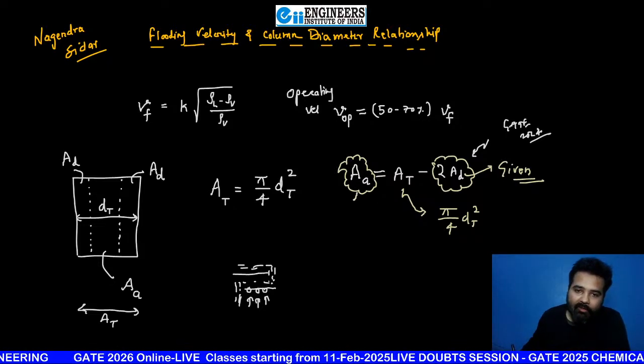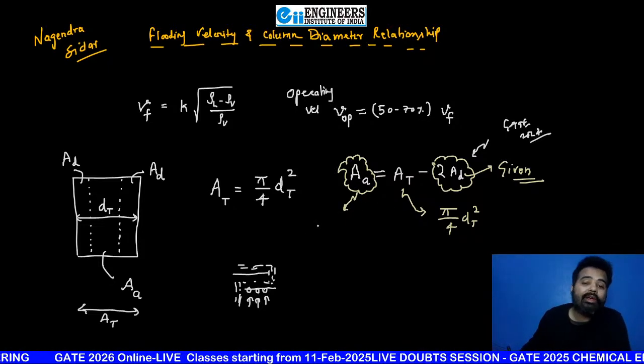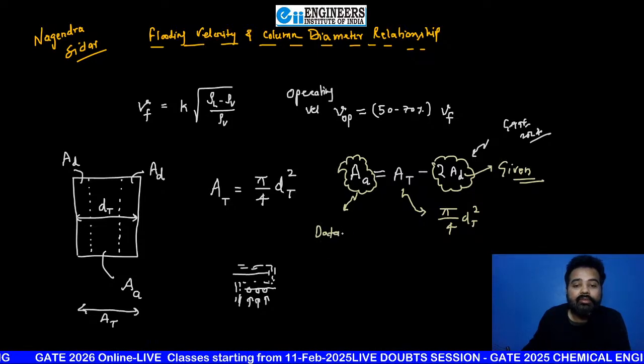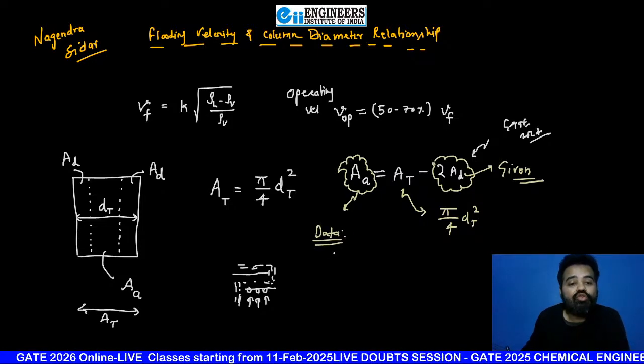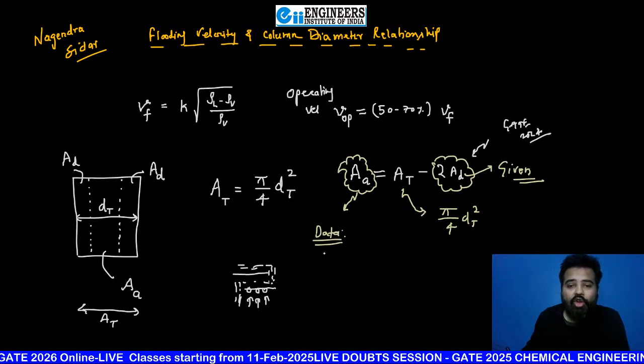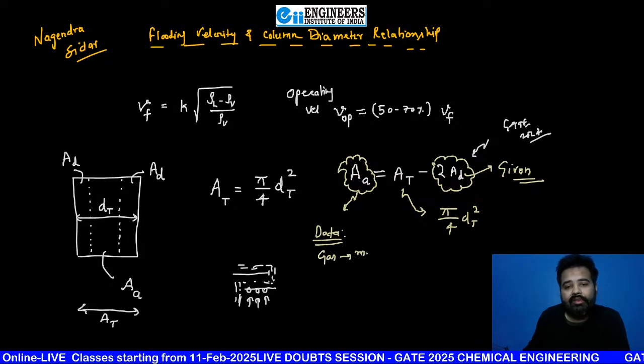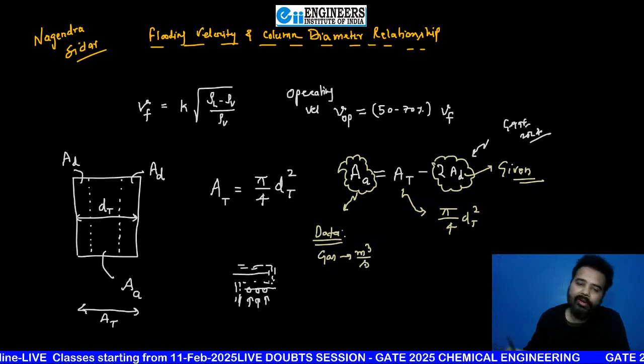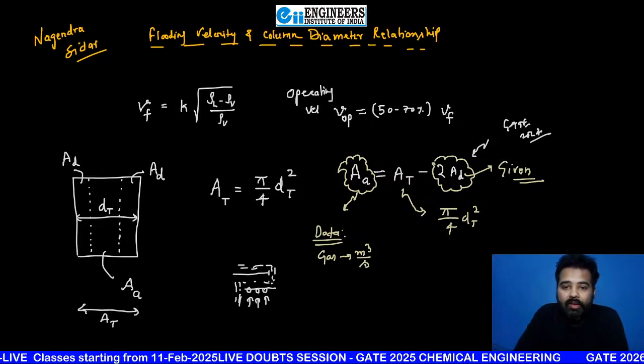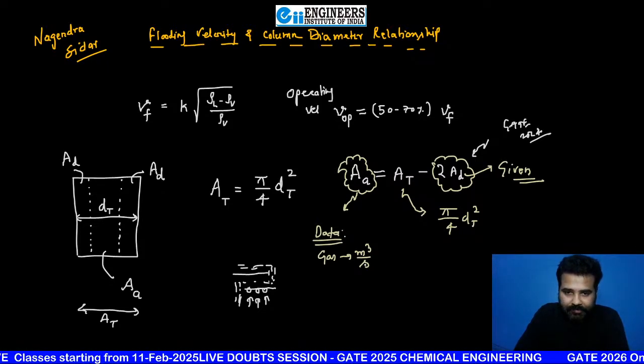And for area availability checking, they will provide you data. They will simply give you the volumetric flow rate of gas, like in meter cube per second.